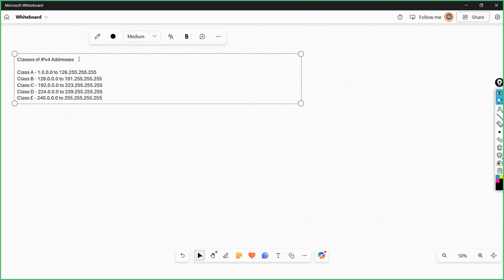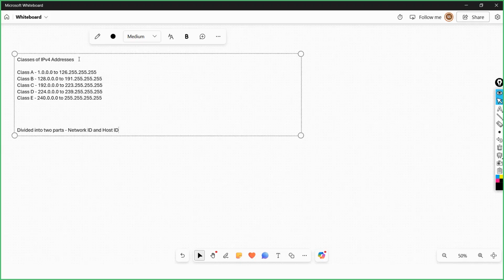Now let me tell you one thing. Whatever you are seeing now, these are the classes, right? The IP address is there from a specific range to a specific range. But this IP address is also an address, kind of like the address you have at home. Similarly, the IP address is the address of the devices. These IP addresses are divided into two fixed parts: network ID and host ID.